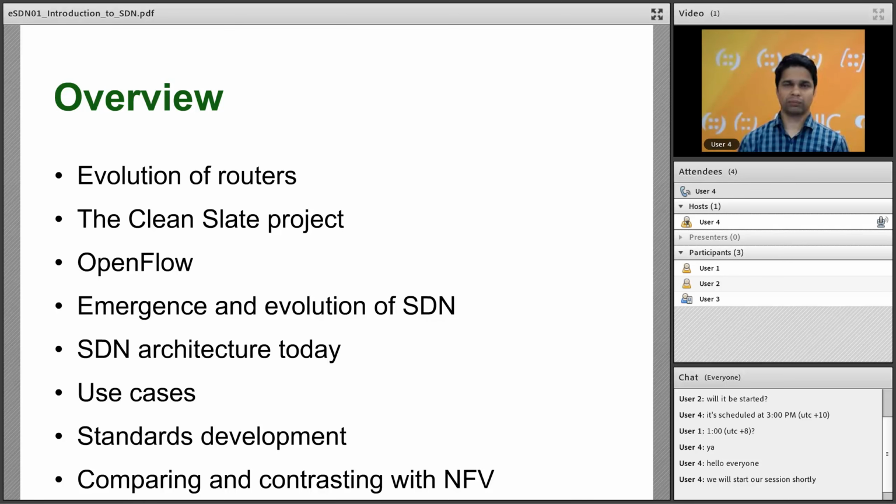And finally, we'll briefly discuss how SDN differs from NFV, because some people might have a confusion about NFV and SDN. They thought it's the same thing, but we'll try to clarify how SDN differs from NFV, network function virtualization.